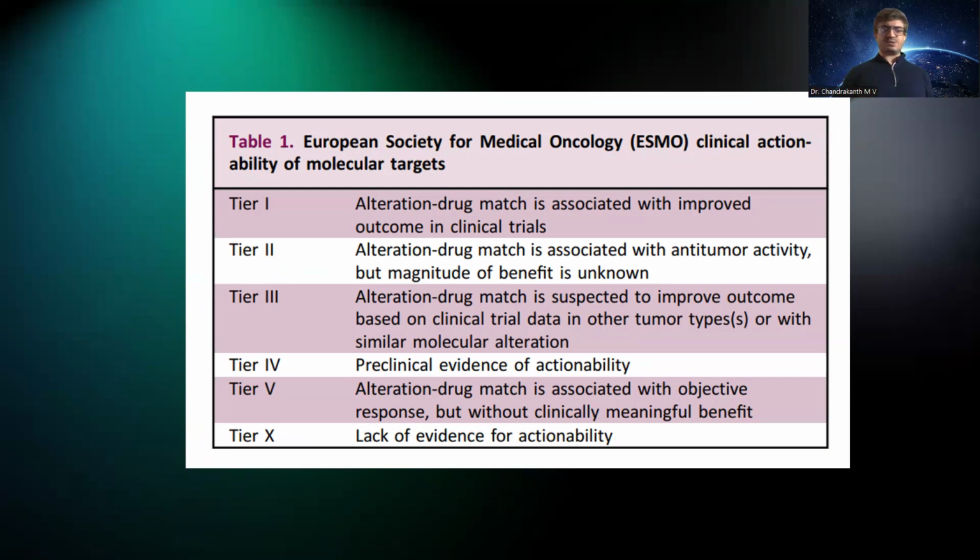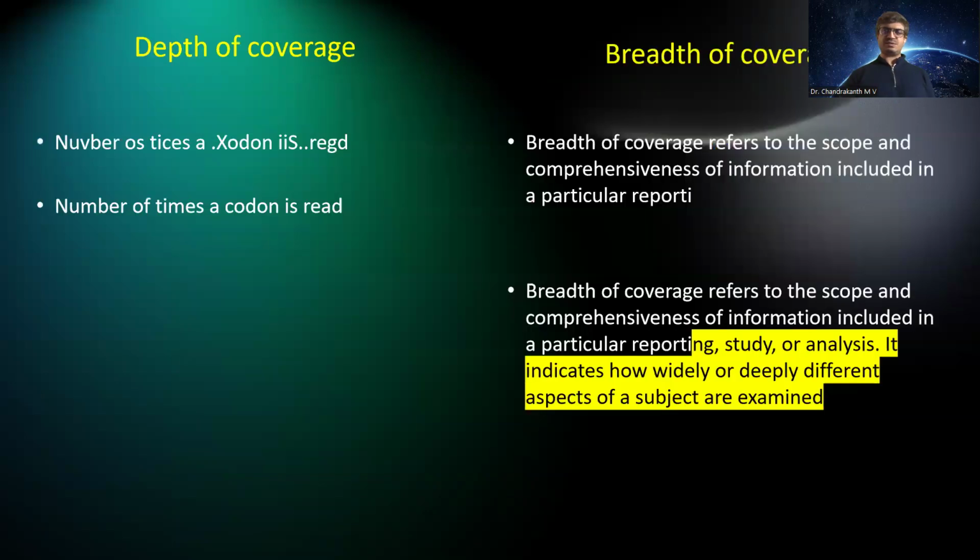Tier 2 is an alteration where a drug match is associated with antitumor activity, but my mind does not need it; it is more prognostic. For example, a P53 mutation. Tier 3 is a mutation known in some other tumor type. For example, I find a PIK3CA mutation in lung cancer, and we don't know what to do. So that is Tier 1, 2, 3.